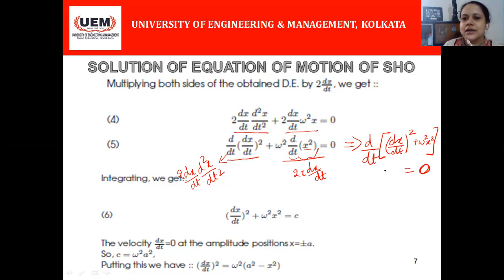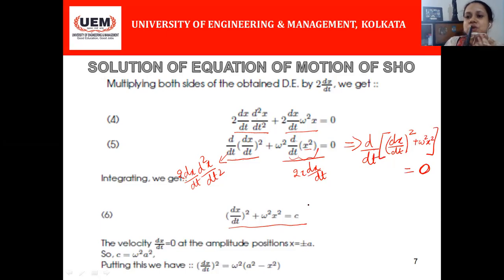And since d/dt of the term within the square bracket is 0, we can write the term within the square bracket to be a constant. And so we have the term within the square bracket is a constant c. Now, we are going to fix the value of this constant c. We are going to find out what it is equal to by using, again, our physical considerations.